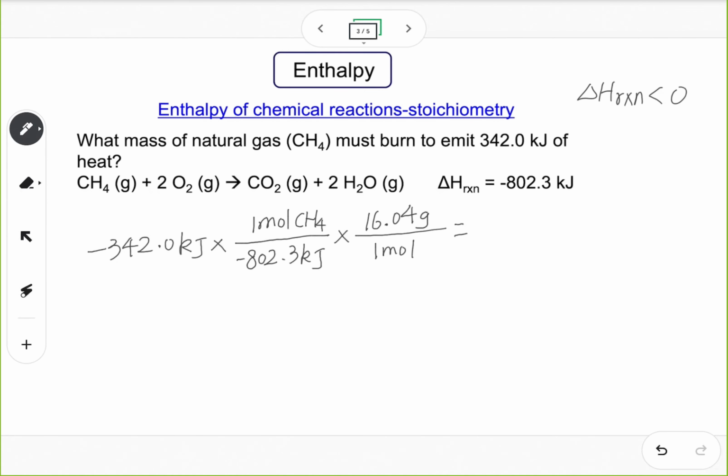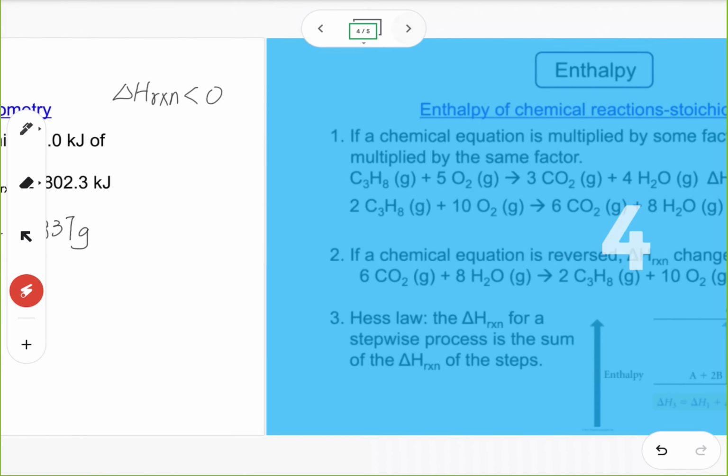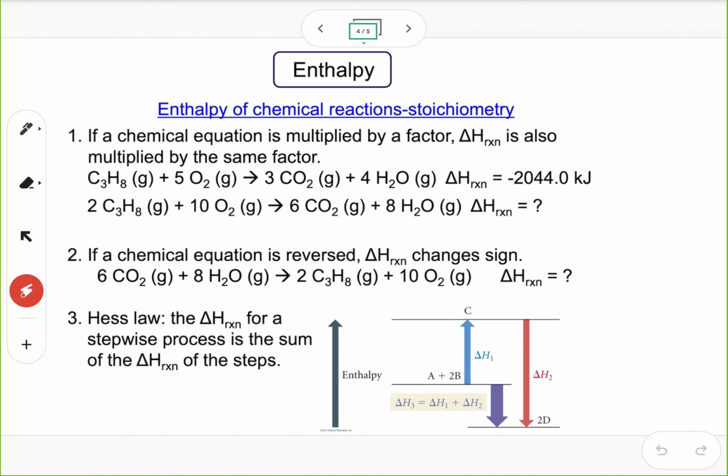Do the calculation carefully. Remember, you have negative sign here, so the final answer should be a positive number. Okay, now if you do the calculation, the final answer would be 6.04 0.837 gram. All right, so by burning this much of methane gas, this much of the energy will be released. All right, this is the stoichiometry calculation involving delta H reaction. Now let's take a look at more stoichiometry features of delta H reaction.